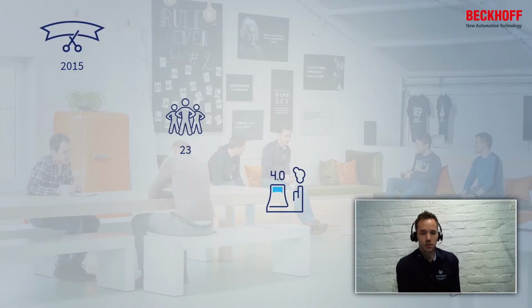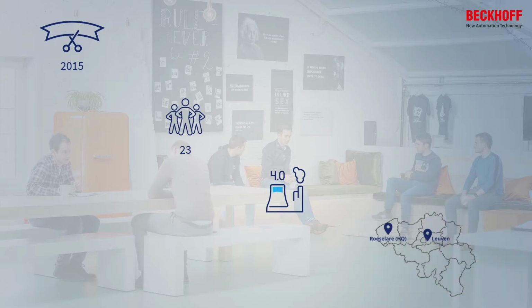We started in 2015 and grew out of 2 founders to a team of 23 experts in software design. Our focus is mainly on machines, or the machine environment, and we are specialized in some key areas of Industry 4.0. Our headquarters are based in Roeselare, Belgium. We also have an extra office in Leuven, and on short term we plan to expand to the Netherlands.